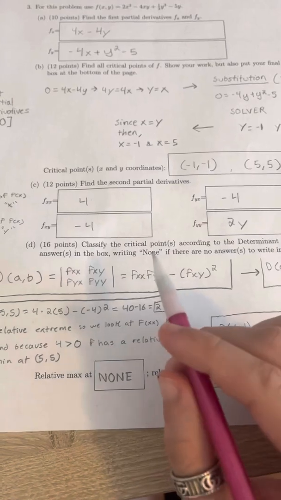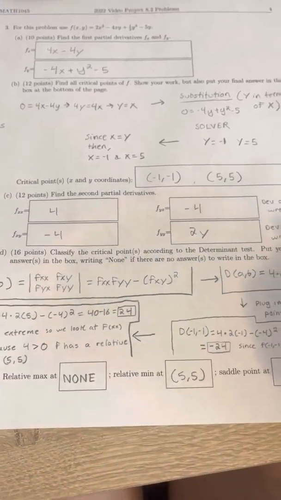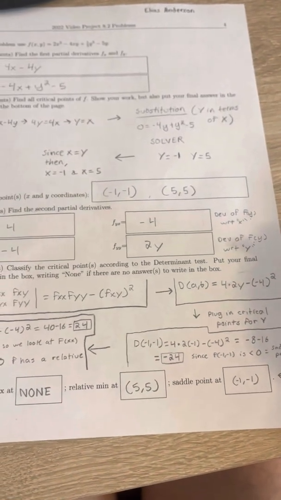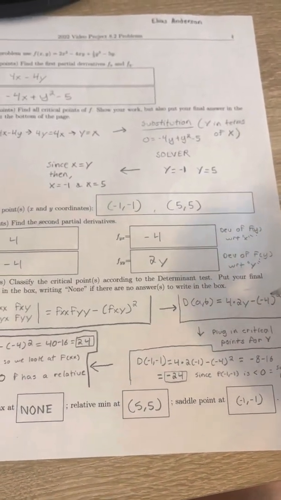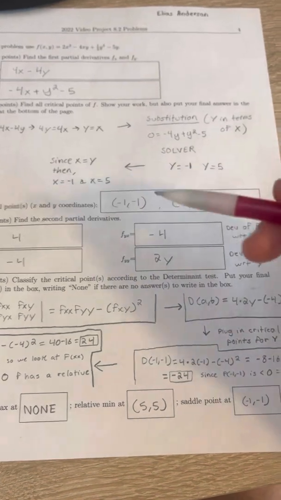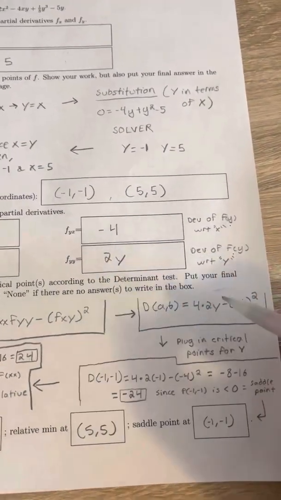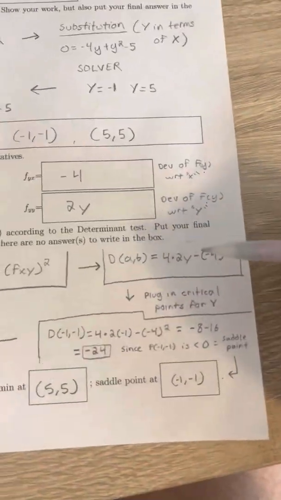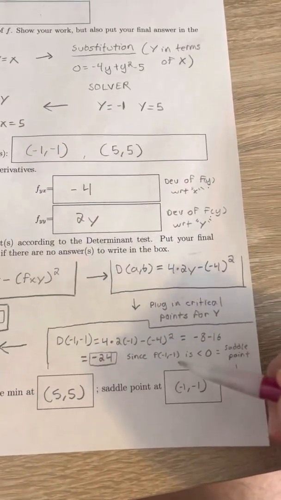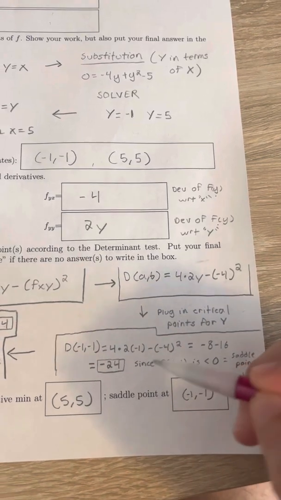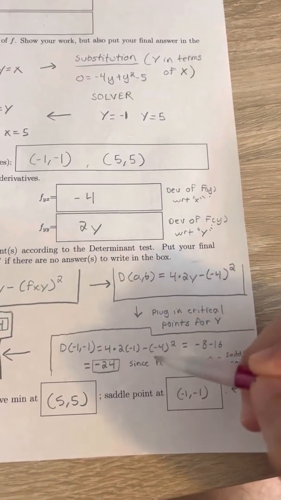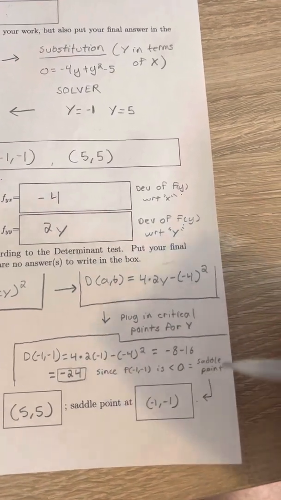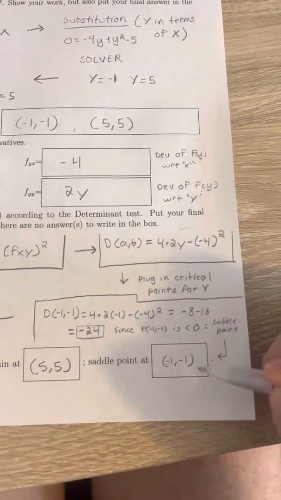Finally, I was supposed to classify the critical points according to the determinant test, so I wrote down the determinant test equation, and then I plugged in those second partial derivatives into the equation. Then I plugged in the critical points into that equation and found that I get negative 24 for negative 1, negative 1. And since the determinant at negative 1, negative 1 is less than 0, it's a saddle point. So I put that in the saddle point.